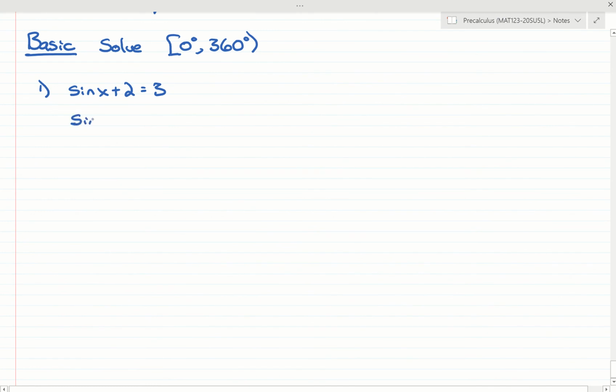First, we could just bring the 2 over. Now, when is sine 1? Well, sine is 1 using the quadrantal angles right here at 90 degrees. So x would be 90 degrees, or if we were going to write our answer in radians, we would use pi over 2.